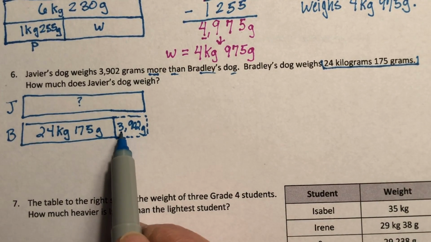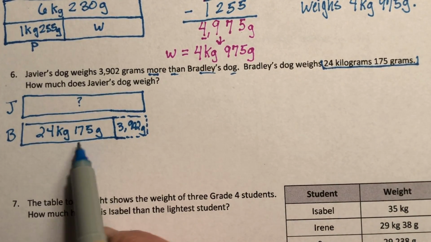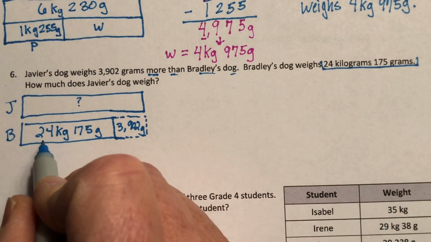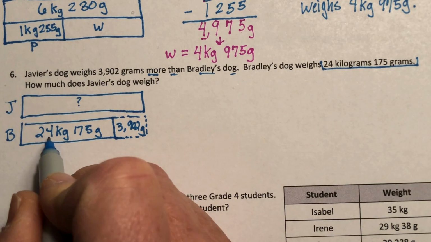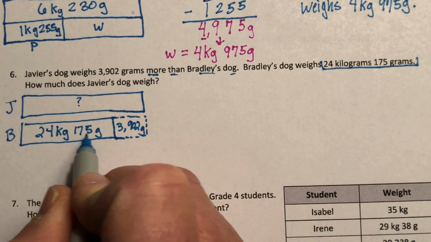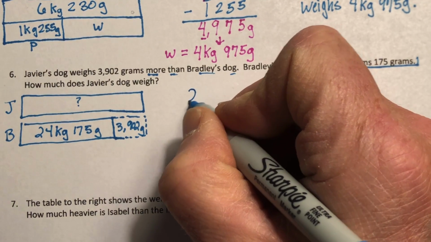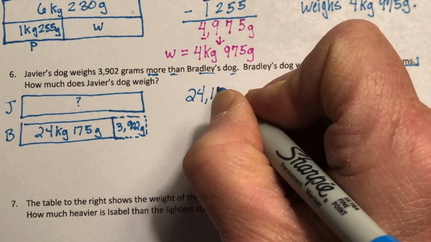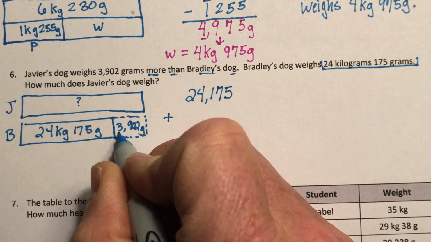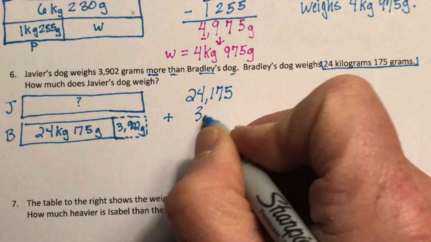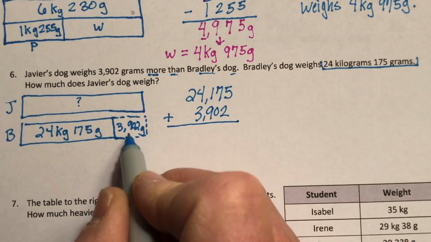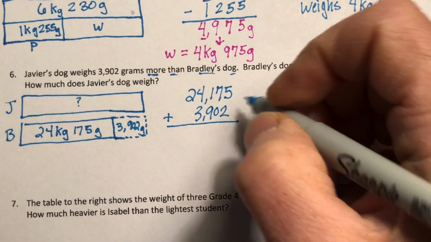Now, I could choose to make this kilograms and grams and then add them, but I'm just going to make them all grams. So 24 kilograms is equal to 24,000 grams. So 24,000 plus 175 comes to 24,175 plus 3,902. Okay? So I'm going to add those. If I add those together, I'm going to find out how much Javier's dog weighs.